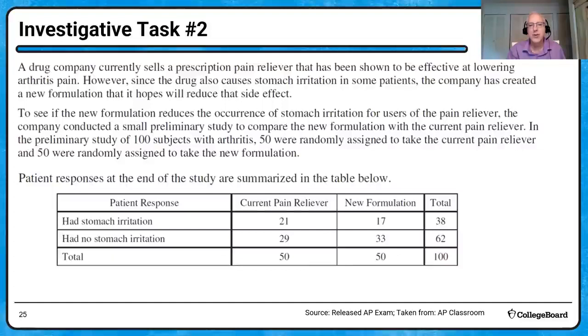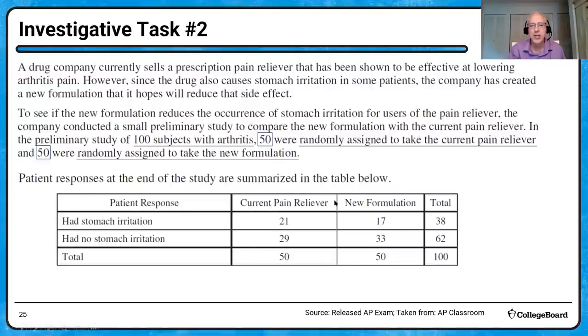However, since the drug also causes stomach irritation in some patients, the company has created a new formulation that it hopes will reduce that side effect. To see if the new formulation reduces the occurrence of stomach irritation for users of the pain reliever, the company conducted a small preliminary study to compare the new formulation with the current pain reliever. In the preliminary study of 100 subjects with arthritis, 50 were randomly assigned to take the current pain reliever, and 50 were randomly assigned to take the new formulation. Patient responses at the end of the study are summarized in the table below.